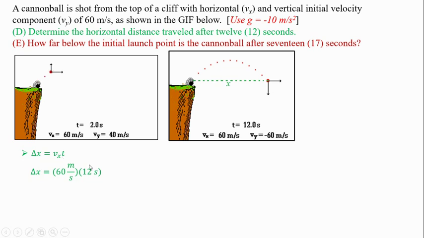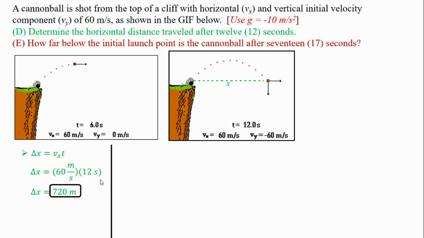Here, I just plug in t as 12 seconds because part D asks us the horizontal distance at 12 seconds, so I'm just going to use 12 seconds. Therefore, we can simply multiply that 60 and 12. That will give us 720 meters. Since it asks for distance, which is a scalar, I'm not going to include direction for part D.